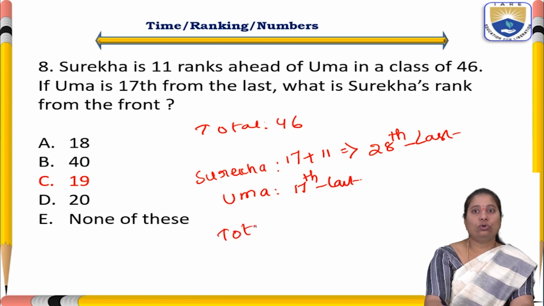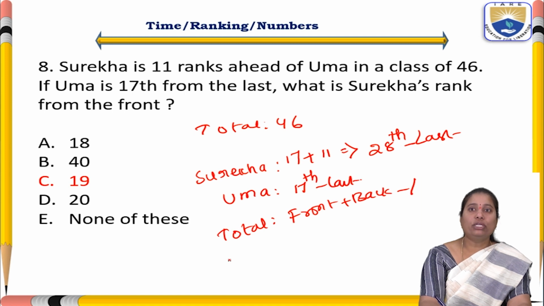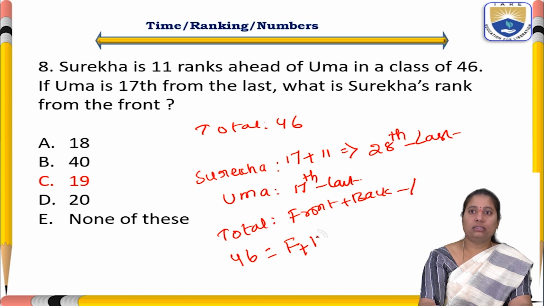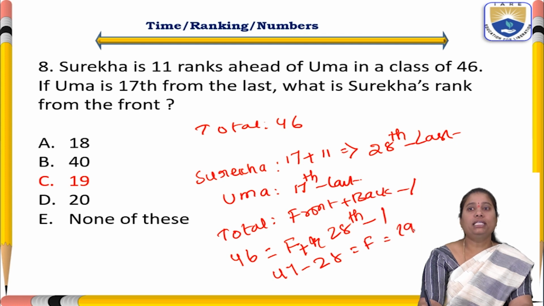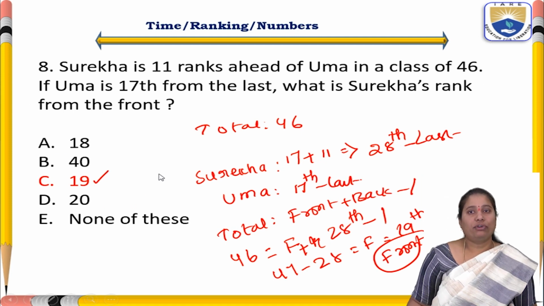As we know, the total equals front plus back minus 1. Now if we want to know Sureka's position from the front side, the total strength is 46 equals front, which we don't know, plus back position 28, which we know, minus 1. So 47 minus 28 equals 19th position from the front side. So 19th is the correct answer for this one.